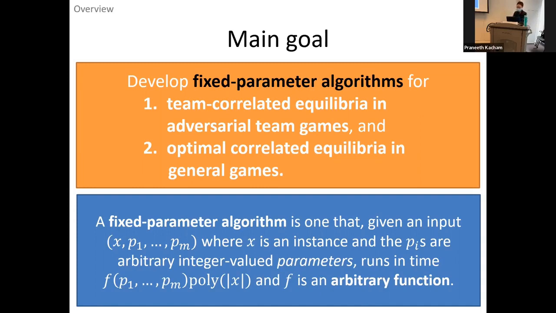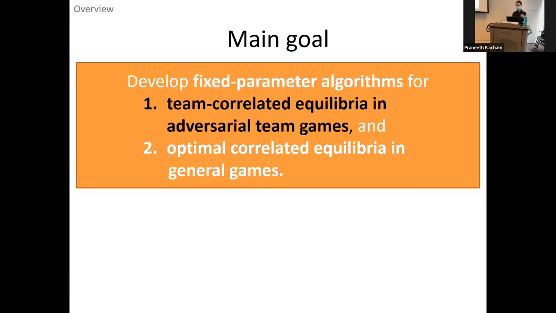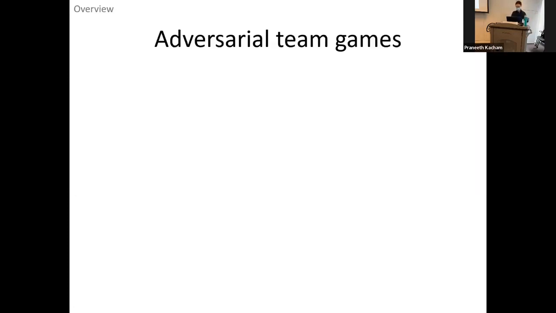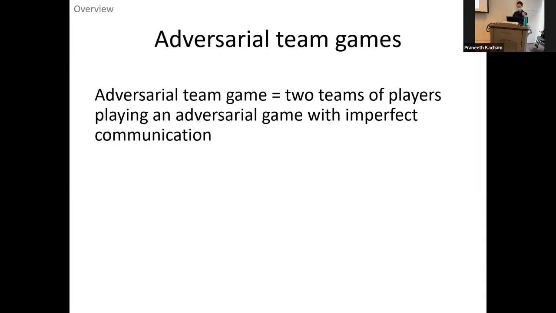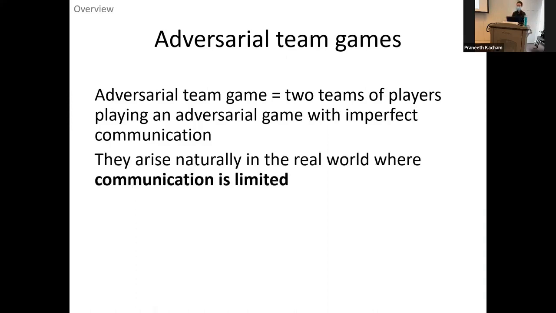Okay, so the first setting is team correlated equilibria in adversarial team games. So what's an adversarial team game? The name says it all, really. An adversarial team game is a game between two teams of players that is adversarial. So if one team is doing well, the other team is doing poorly, and vice versa. And the teams can have imperfect information, they can have more than one player, and so on and so forth. These will arise naturally in the real world whenever communication is limited.